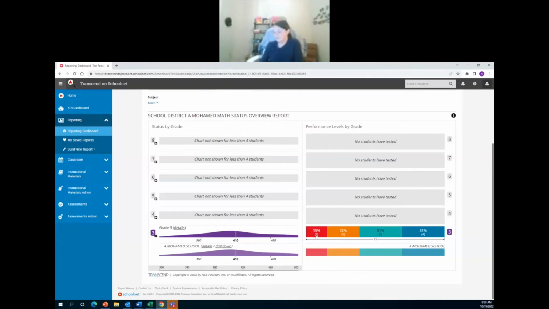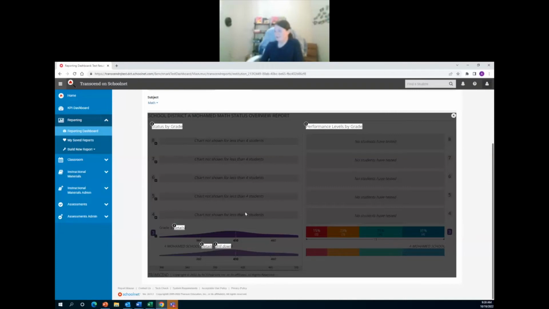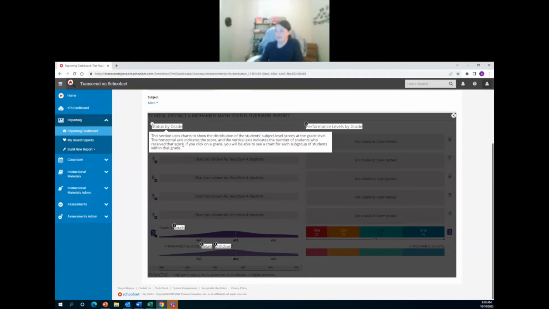Over to the right, I start to see the breakdown of the performance levels. So this school has 13 students, and you can see the distribution of students across the different performance levels. If I click on this eye icon here, I can get additional information about what all of this means. So this describes what those visualizations or humps actually mean in terms of the distribution of scores across students.